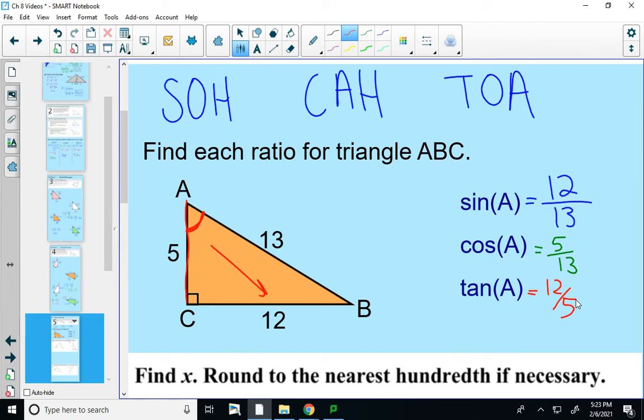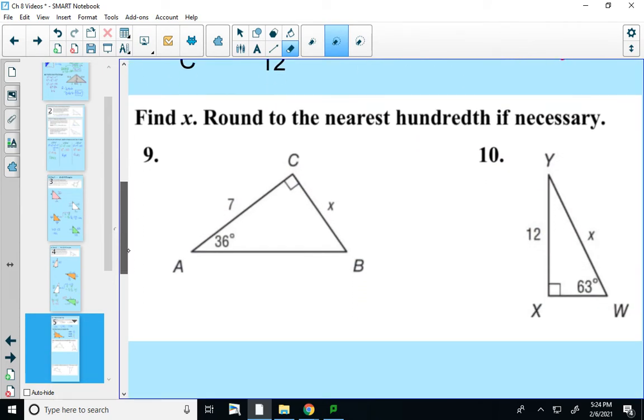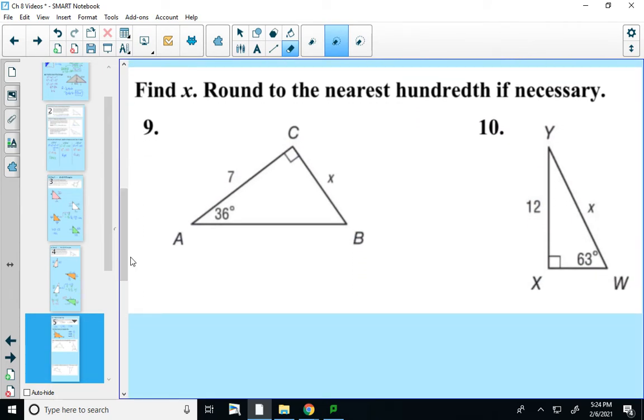All right, so now we are going to use these ratios to solve for missing angles or to solve for missing sides. So in these two cases, I want to find x, and I'm going to round to the nearest hundredth if I need to. So go based off the angle you have. We can never use the 90-degree angle, so just keep that in mind. So we're looking at angle A in this case.